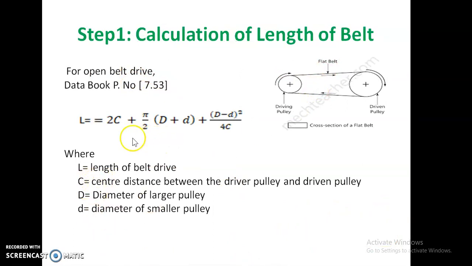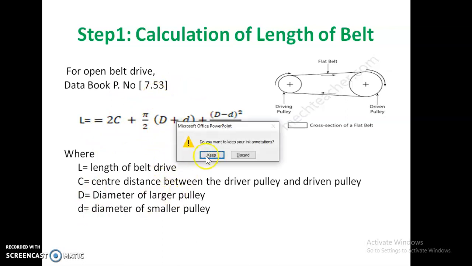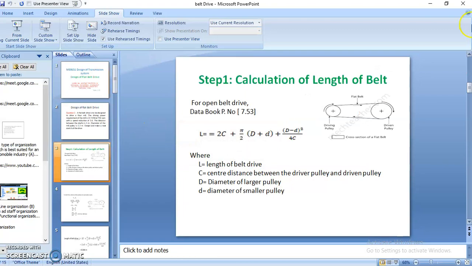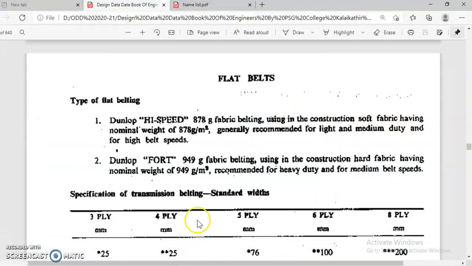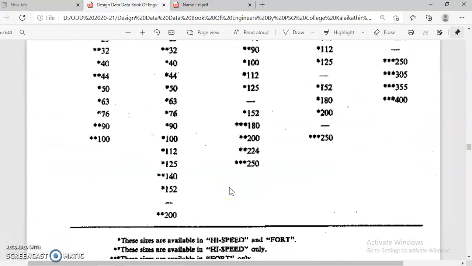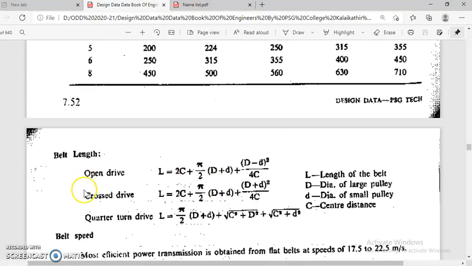Length of belt is given by the formula from the design data book, page number 7.53, flat belt 7.52, 7.53. For open belt drive, L equal to 2C plus pi by 2 into (D plus d) plus (D minus d) the whole square by 4C. So L equal to 2C, and we know the value C as 3, C equal to 3. Capital D is 1.2 meter. Small d you have to find.